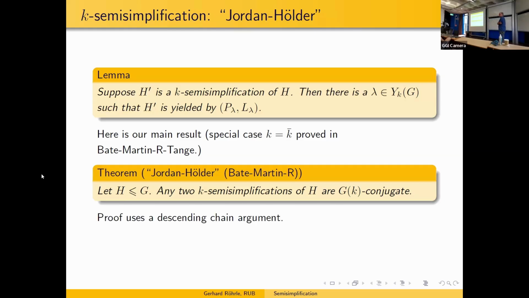Well, the proof is not completely trivial. It uses a little bit of algebraic group theory, sort of a descending chain argument. I'm not going to show it. And so this is what we would call a Jordan-Hölder theorem for subgroups of G.